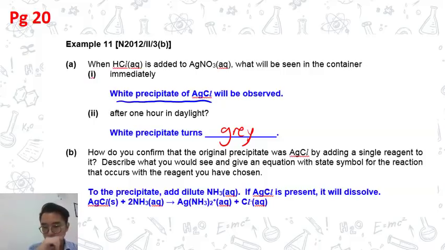Now how do we confirm that this precipitate is AgCl? We can make use of a reaction that you have learned earlier on, which is to add dilute NH3. Because when you add dilute NH3, it will form the silver diammine complex, and then your AgCl precipitate will dissolve. So this one you have to know. All these types of questions, the concepts that you have learned about AgCl decomposing, as well as the solubility of AgCl in excess aqueous ammonia, all this you have to know because they can easily test you together with organic chemistry.